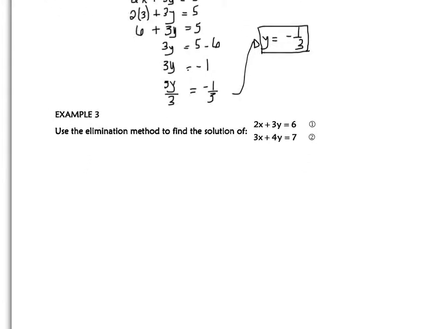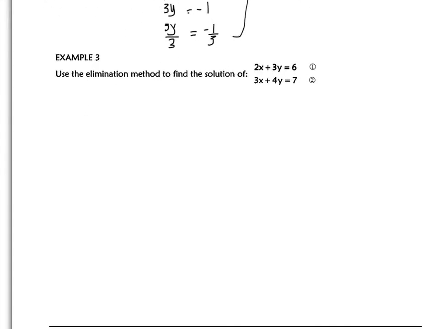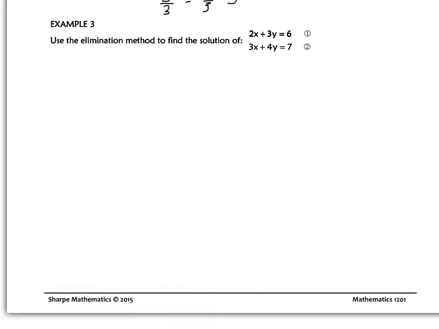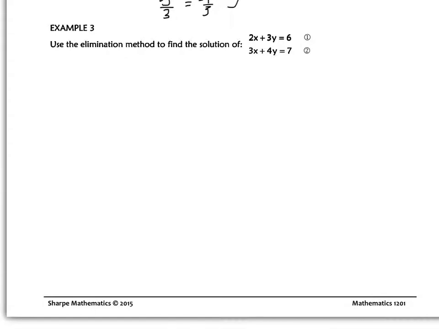Alright, so the next example, neither of the equations are written in the right order with the x's underneath each other, y's underneath each other, and the constants off on the other side of the equal sign by themselves, so that they both are written the same way. So we've got that step completed for us.